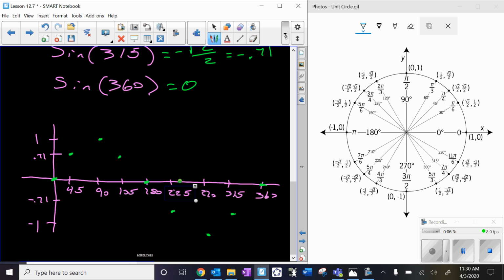To finish out, our graph would look something like this. Oops, this is kind of difficult for me. That would be one period or one cycle of a sine function. We'll learn eventually how we can manipulate this sine function, but at its most basic, that's what one cycle of sine of theta looks like.